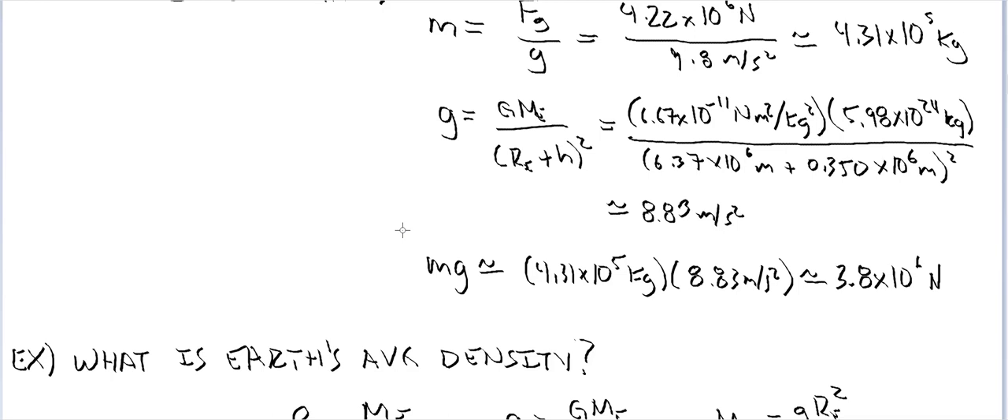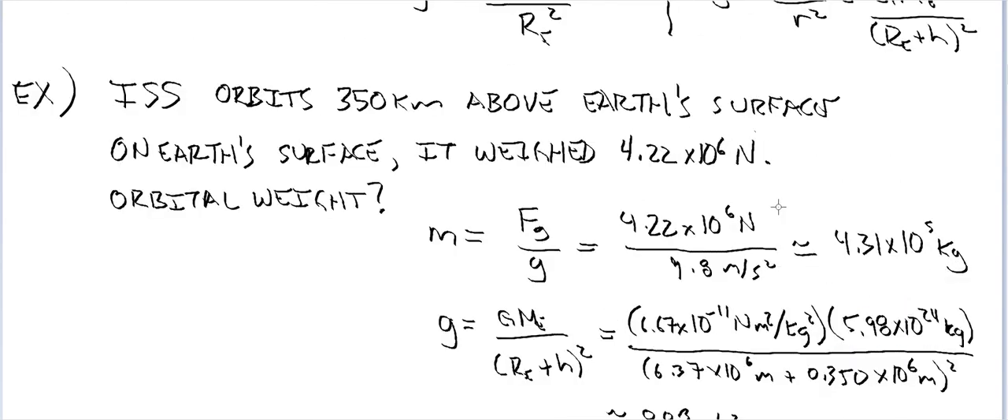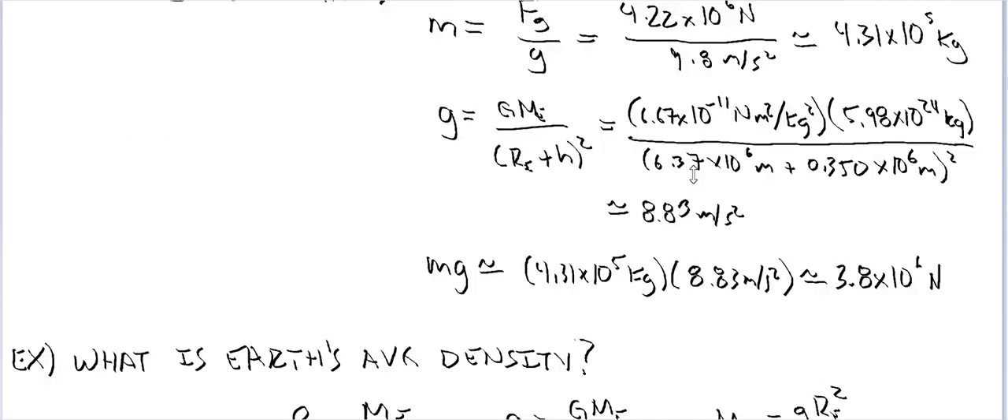And so if we wanted to know what mg would be, the gravitational force acting upon the International Space Station while it's in orbit, well, we take its mass, we multiply that by little g, and if you do that, you get about 3.8 times 10 to the 6 newtons, which, note, is not that different. It's about 90% of the gravitational force that acted on this thing when it was on the Earth's surface, right?